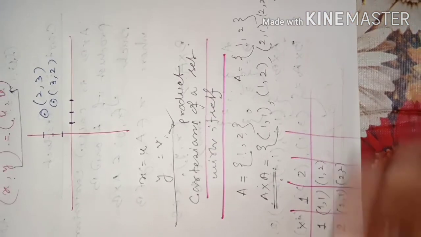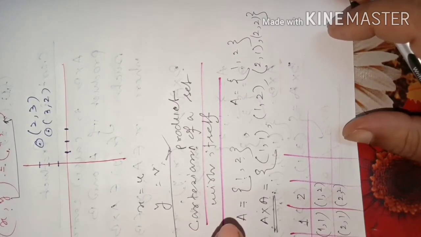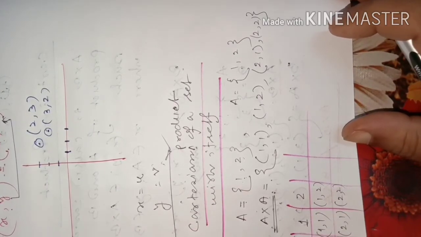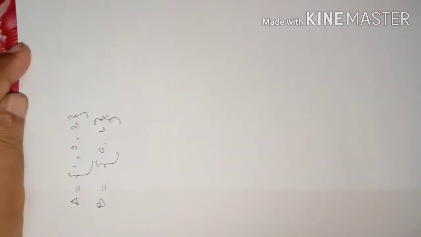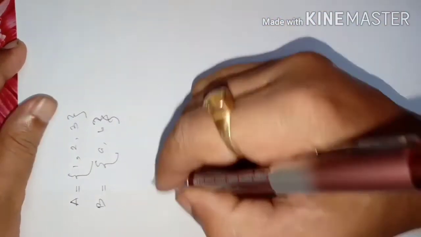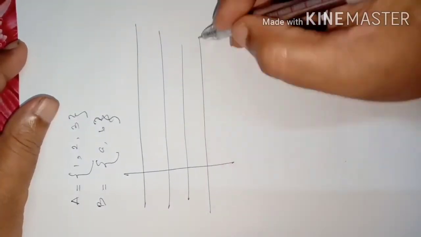So did you understand, students? What is A cross A? Means the Cartesian product of A with A. Suppose we take the Cartesian product of A with B. Suppose by this method we want to find out the Cartesian product of this A and B, by that listing tabular method. Like this. Okay.